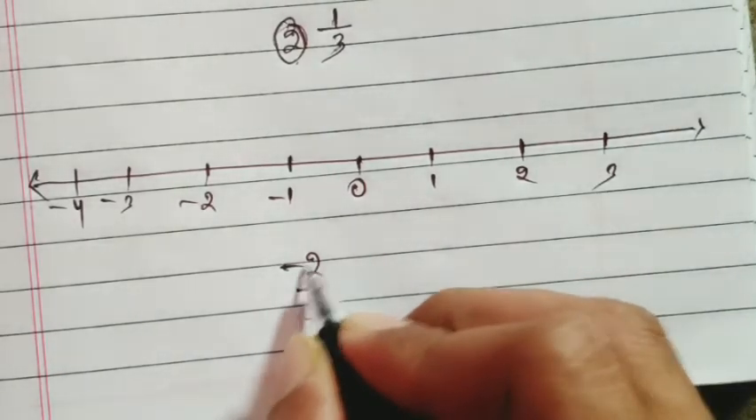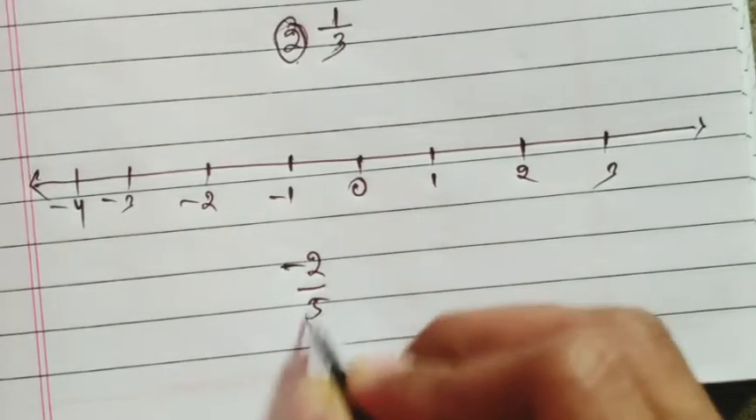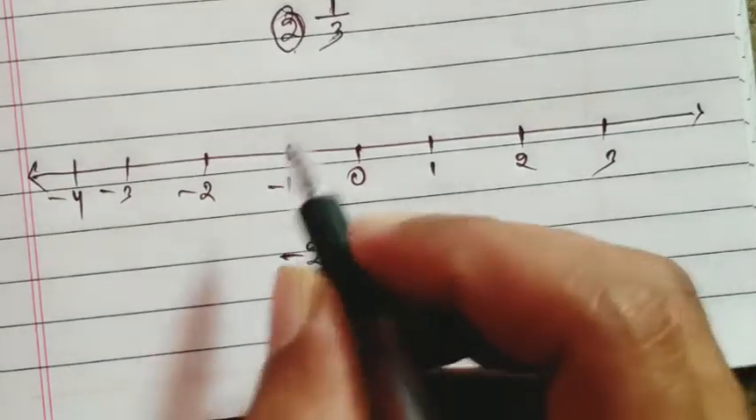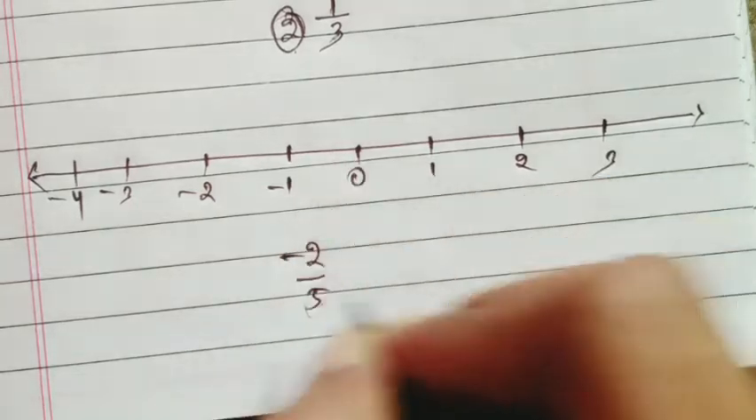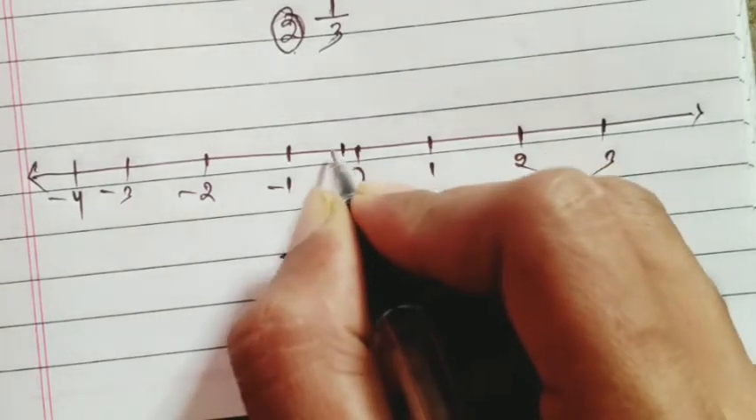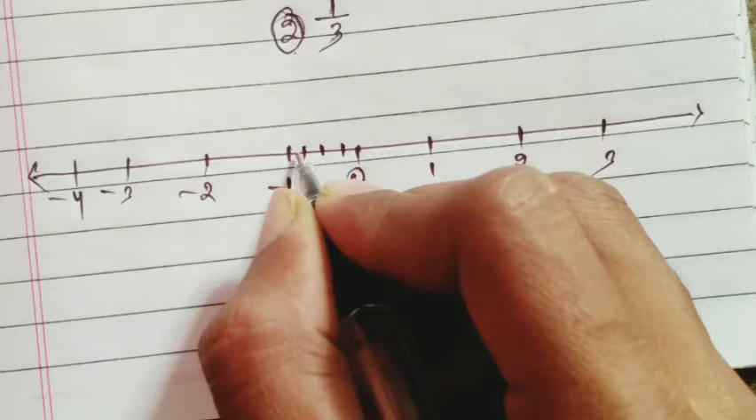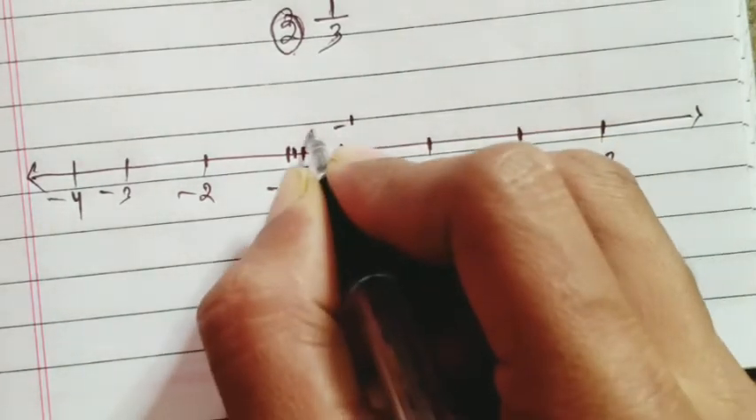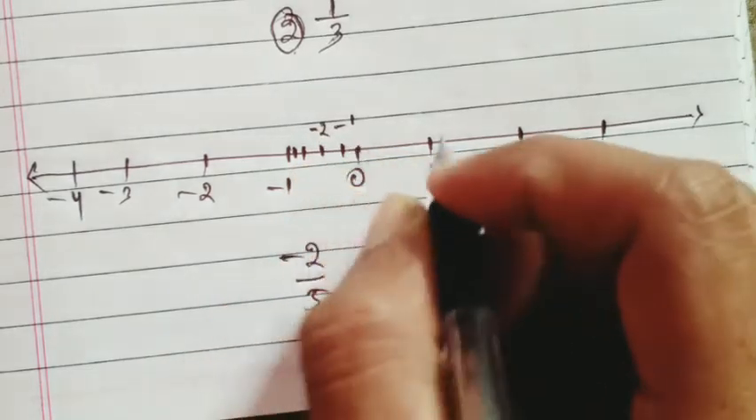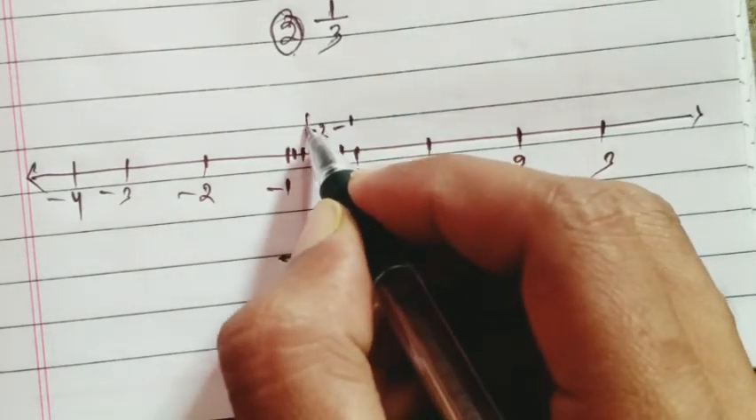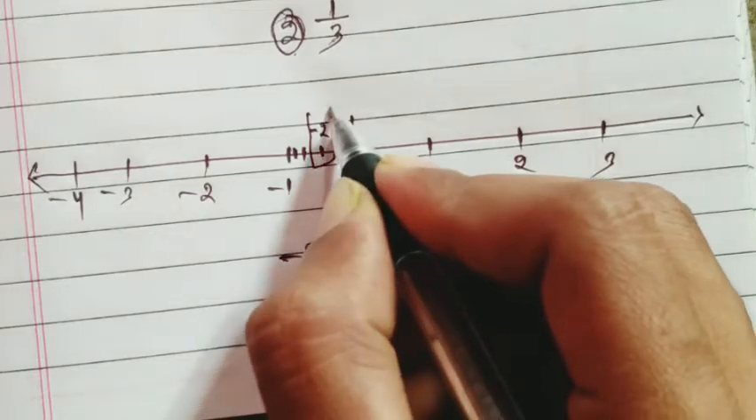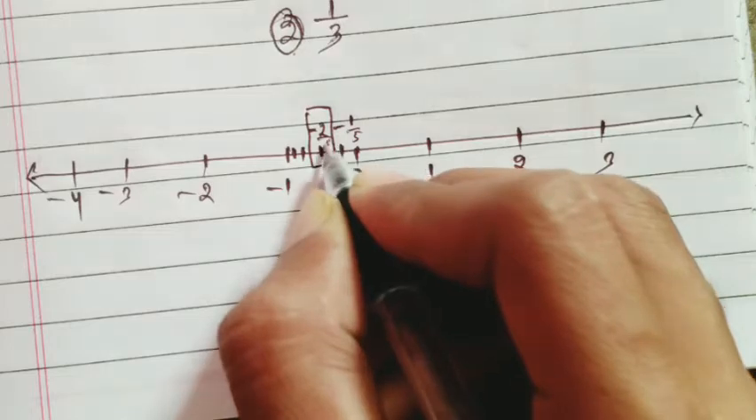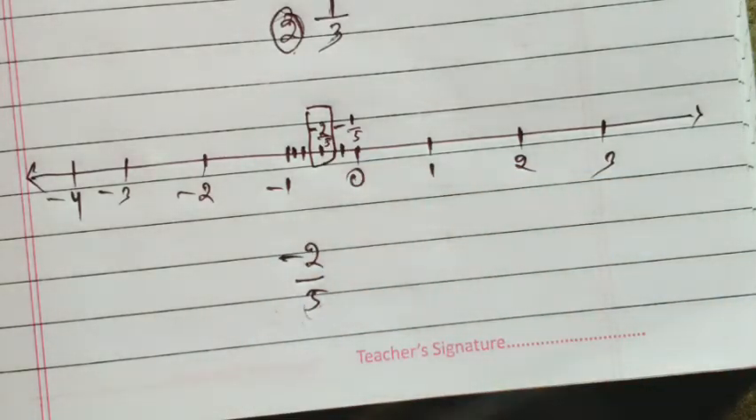This is divided into how many equal parts? 5 parts, and this proper fraction will lie between 0 and minus 1. So 5 parts: 1, 2, 3 and 4. So this will be our answer. This is minus 1/5 and this is minus 2/5. Clear to all of you?